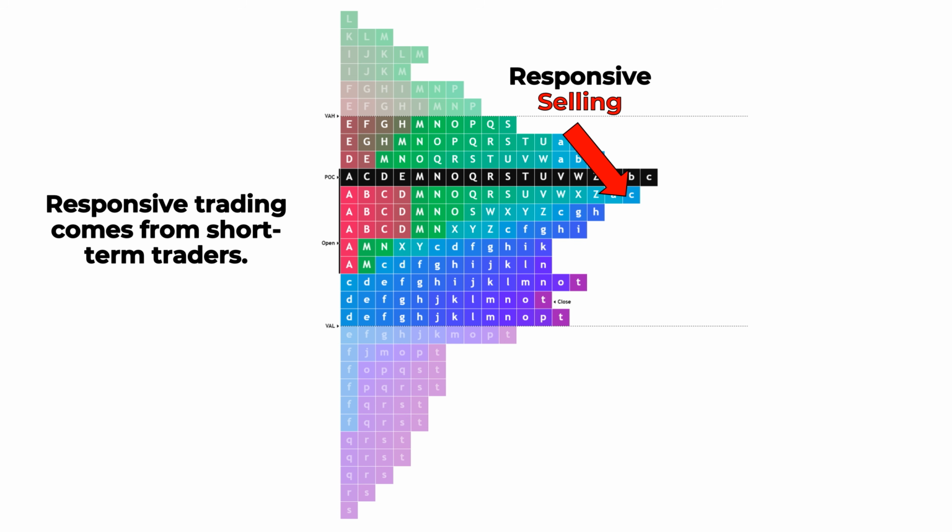When price is at the lower extreme of the initial balance or value area, the short-term market participants will also perceive that price doesn't reflect the current value, meaning that it is low, so they will respond by buying to bring price back up to fair value. This is called responsive buying.